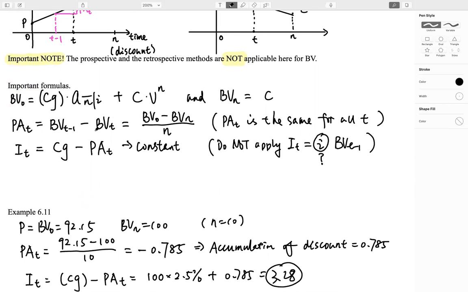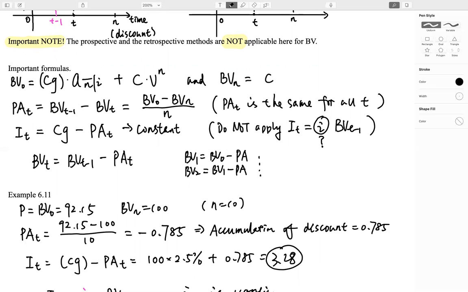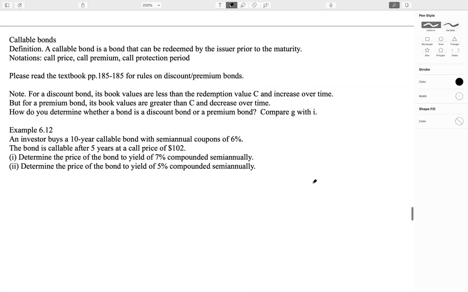Alternatively, you can also use this. Once we get PA we can easily compute, right? We know the price, we know the redemption value, so we know PA. Once you know PA, obviously you can apply this formula, meaning BVT equals BVT minus 1 minus PAT, right? So you need to start from BV0. It's a recursive formula. So BV1 equals BV0 minus PA. Well, PA is a constant, so I don't need to write T anymore. And then BV2 equals BV1 minus PA, right? So you can see here, this is BV0 minus 2PA, right? So you can see how you can get the result as well. That's the straight line method.